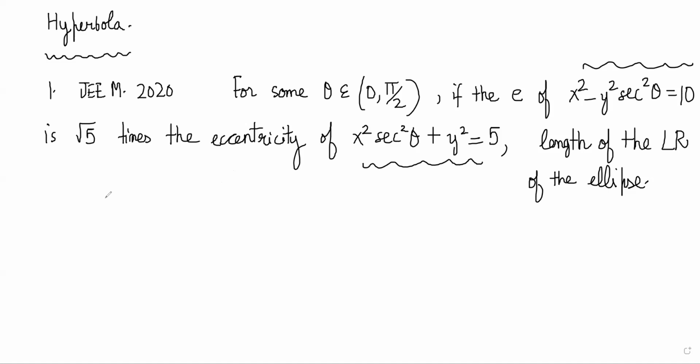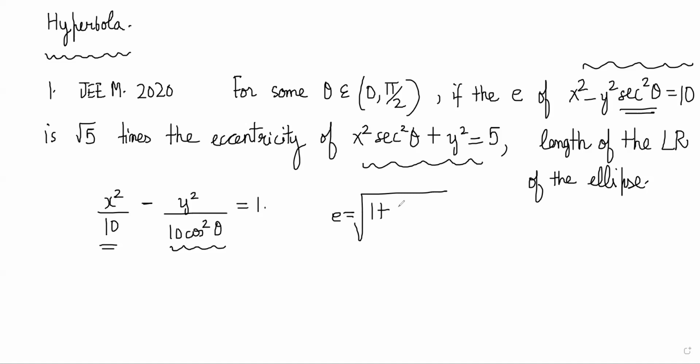So let's write the equation of the hyperbola in the standard form. It looks like this: x square by 10, minus y square by... this is sec square theta in the numerator, so you can write it as cos square theta in the denominator, so 10 cos square theta, equals 1, right? So notice that 10 is bigger than 10 cos square theta, so the transverse axis is the x-axis here. So eccentricity would be root over 1 plus 10 cos square theta by 10, right? So this comes out to be root over 1 plus cos square theta. That is the eccentricity of the hyperbola.